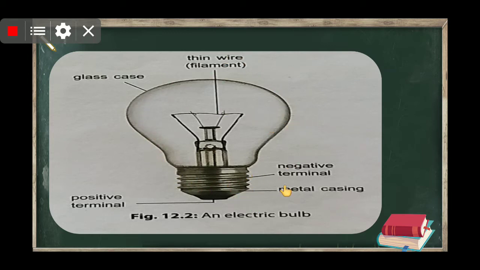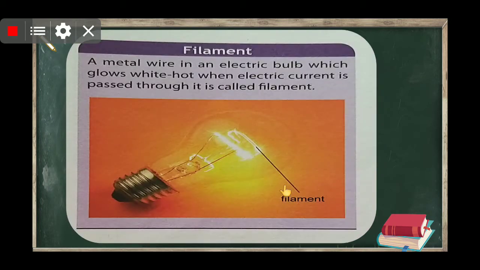Students, moving on further, the filament. This is the filament, as I have shown you. This gets heated and the bulb starts to glow. A metal wire in an electric bulb which glows white hot when electric current is passed through it is called the filament.